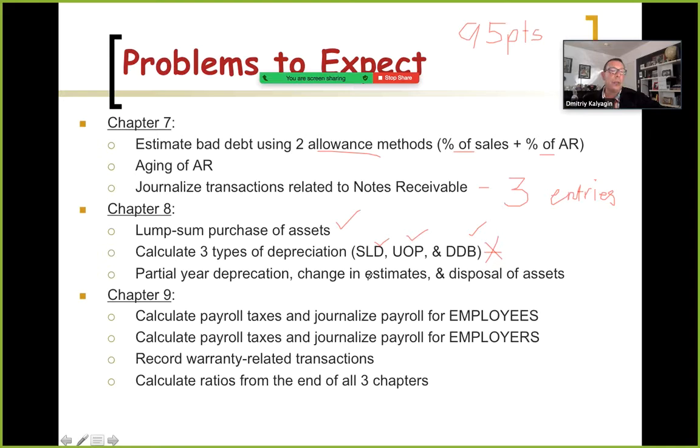What happens when you change estimates, when you change your salvage value, or when you change the number of years, and how do you dispose of assets? So lots of important concepts here.